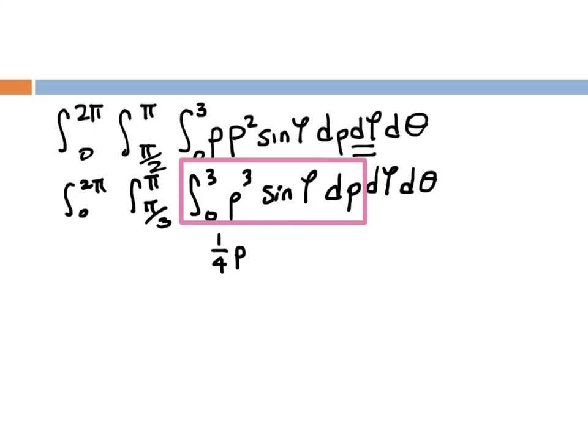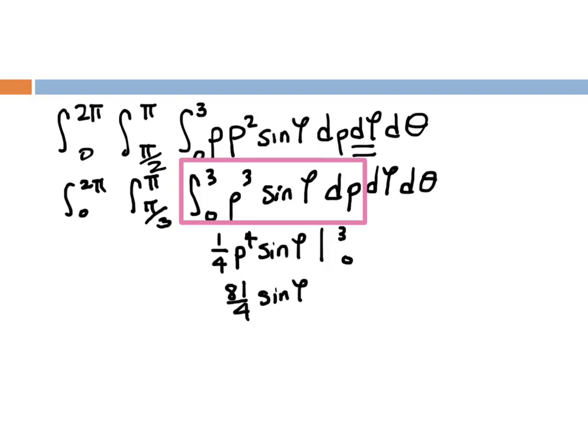The sine of phi, of course, stays. And we're evaluating this from 3 down to 0. If we plug in the value of 3, we're going to get 81 over 4. Of course, if we plug in 0, we get nothing. So this is 81 over 4 sine phi.